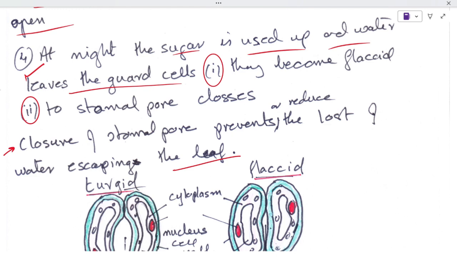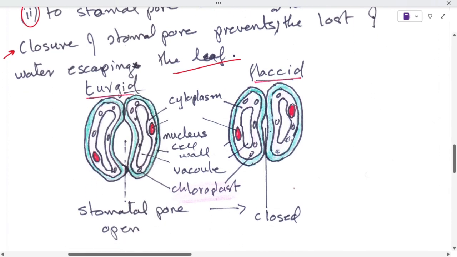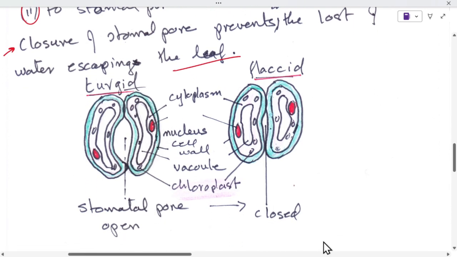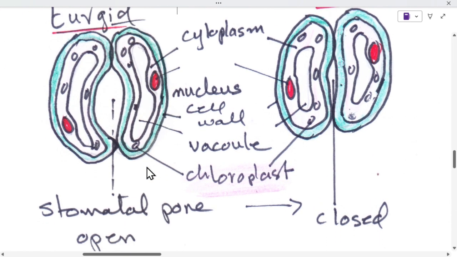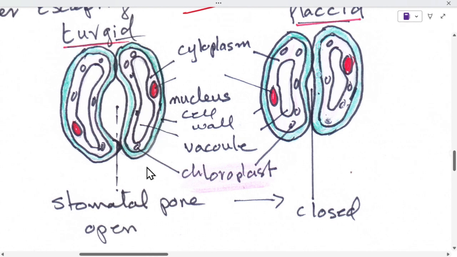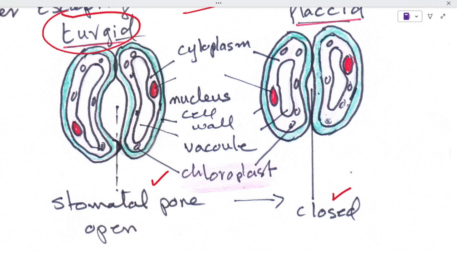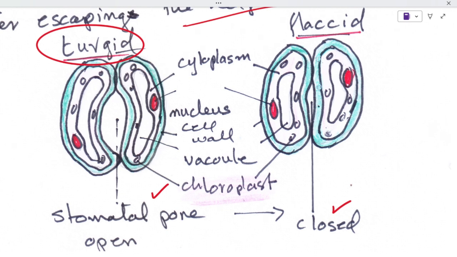Now you can see the diagram drawn. I have drawn guard cells. On the left side, the guard cell, stomatal pore is open, and on the right side, it is closed. So where the stomatal pore is open, the guard cells are turgid, and where the stomatal pore is closed, guard cells are flaccid. Now in its structure you can see I have drawn cytoplasm, I have shown nucleus, cell wall, vacuole. This is the common structure of plant cells.